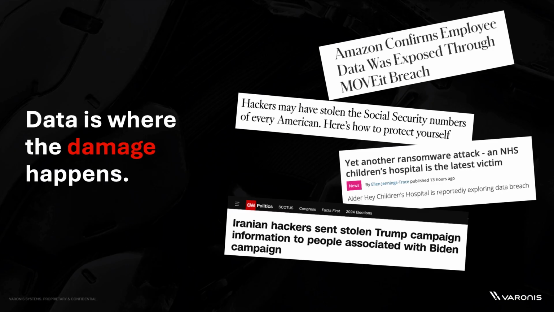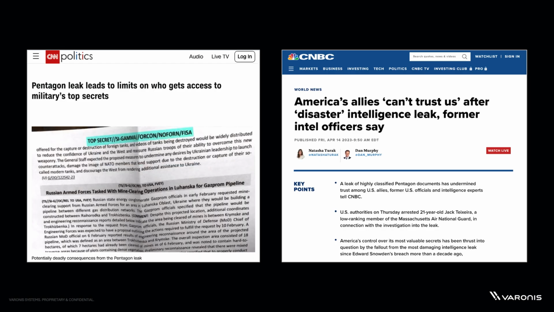And this is important because data is where the damage happens. It isn't just recovering from a ransomware incident or restoring a system or a compliance fine. Data breaches cause lasting damage. It can impact the mission of the agency. If we're a federal healthcare organization, it can prevent us from providing quality of care to servicemen and women. It can impact national security, the economic interests of the United States of America.